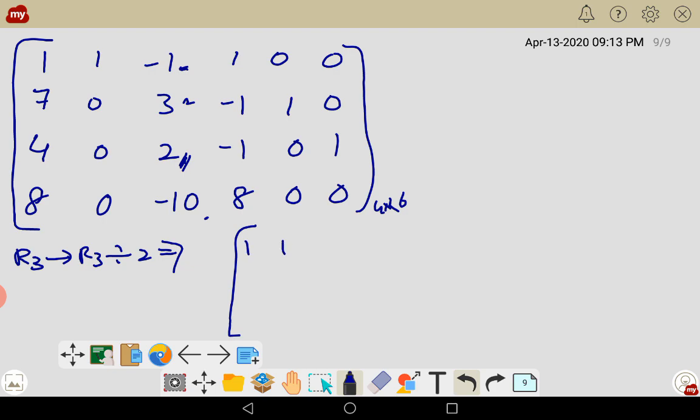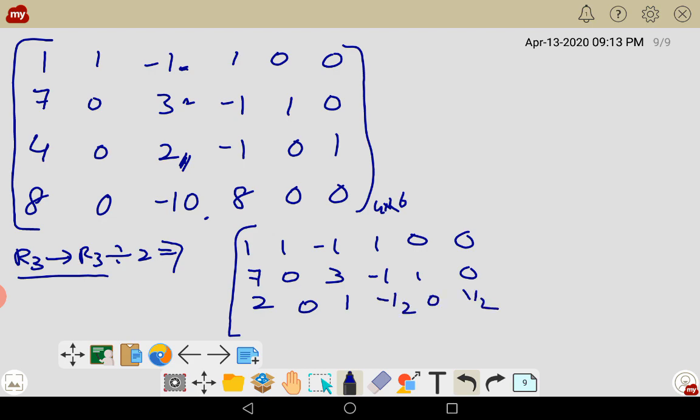No change in row 1. No change in row 2. 7, 0, 3, minus 1, 1, 0. Change occurs in row 3. Row 3 will be divided by 2. So it is 2, 0, 1, minus 1 by 2, 0, 1 by 2. The last row has no change. 8, 0, minus 10, 8, 0, 0. Now we got this leading element as 1.